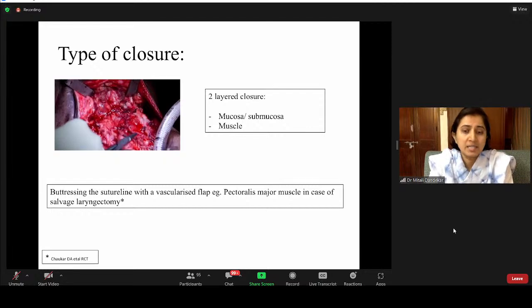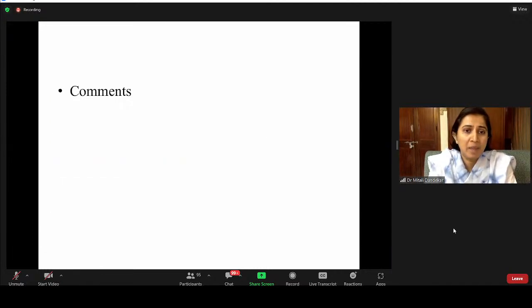But the consensus is that there has to be at least a 2-layered closure, with mucosa and submucosa as the first layer, and the remnant muscle as a second layer. Inverted stitches are what are preferred. Buttressing the suture line with a vascularized flap, for example pectoralis major muscle, particularly in salvage laryngectomy, is being explored by a multicentric randomized controlled trial, and hopefully we should get clear-cut evidence in favor or against it. Any comments from the panelists with respect to personal preference, choice, justification?